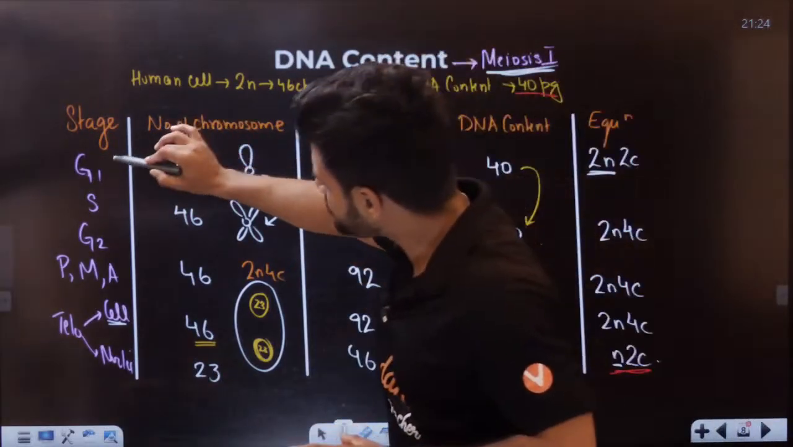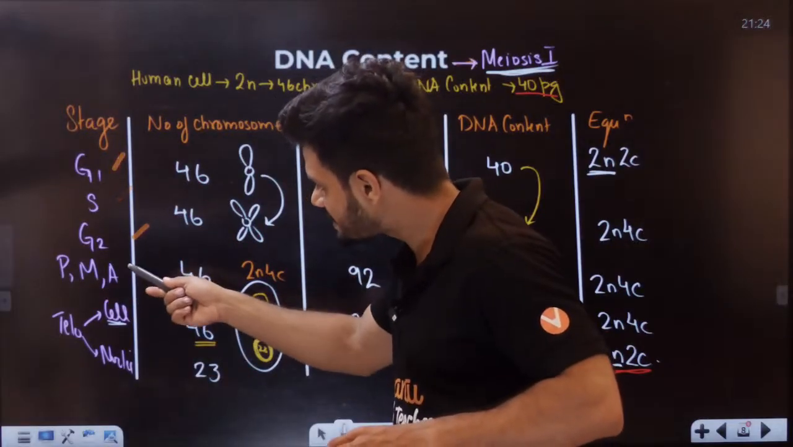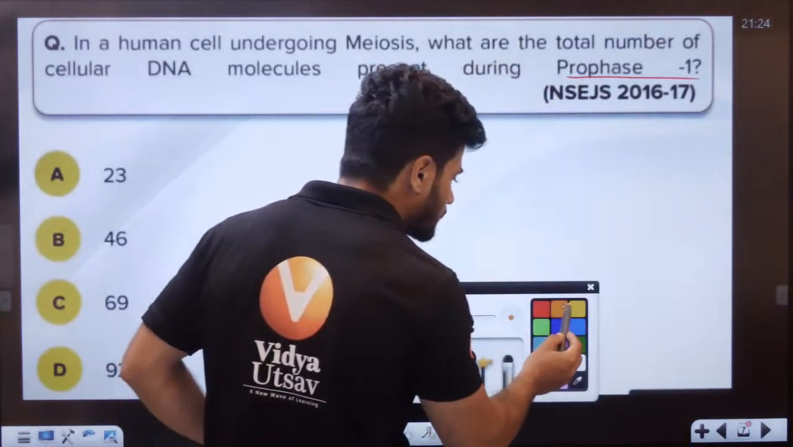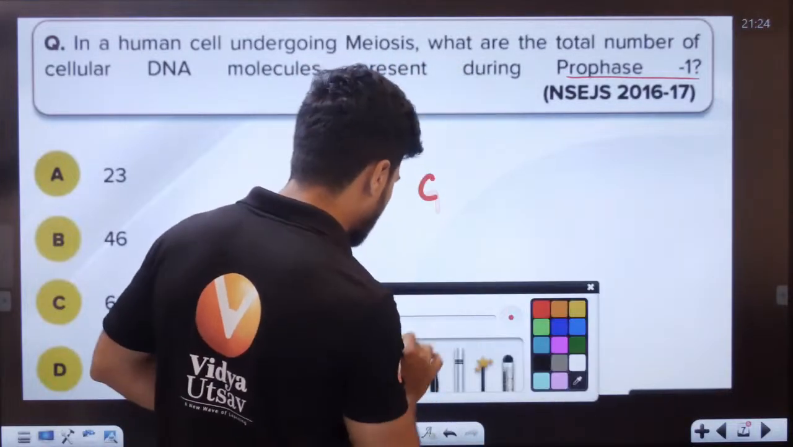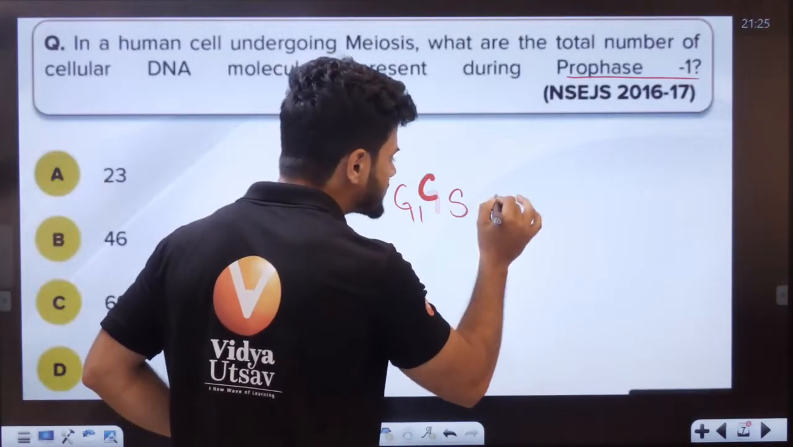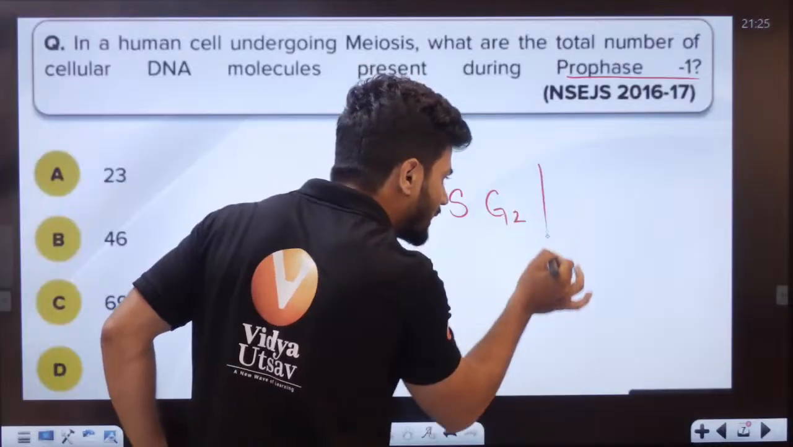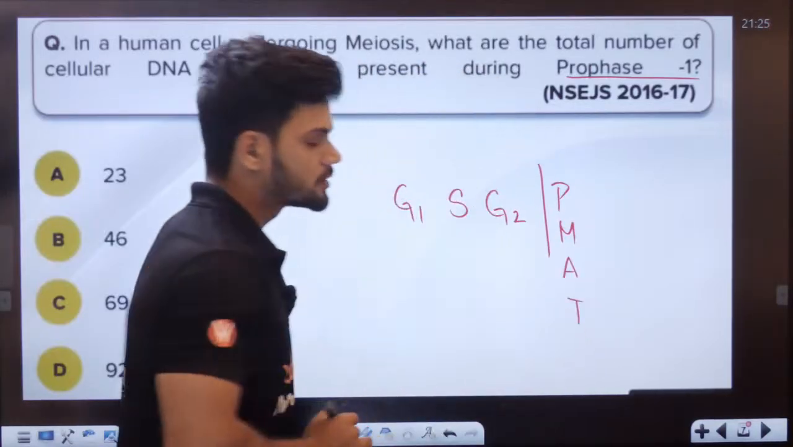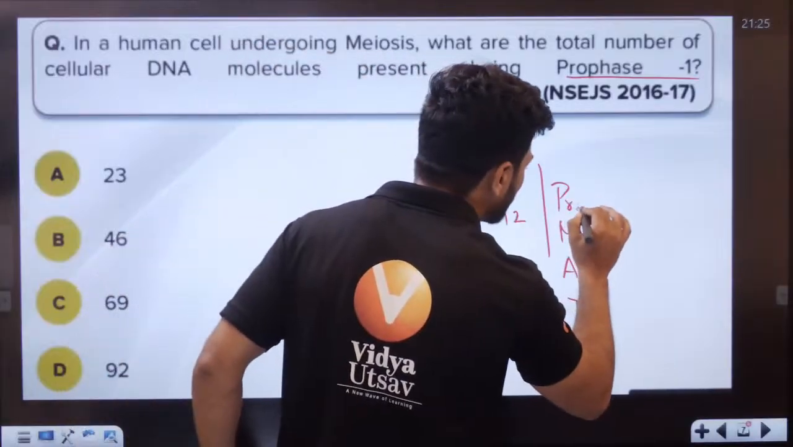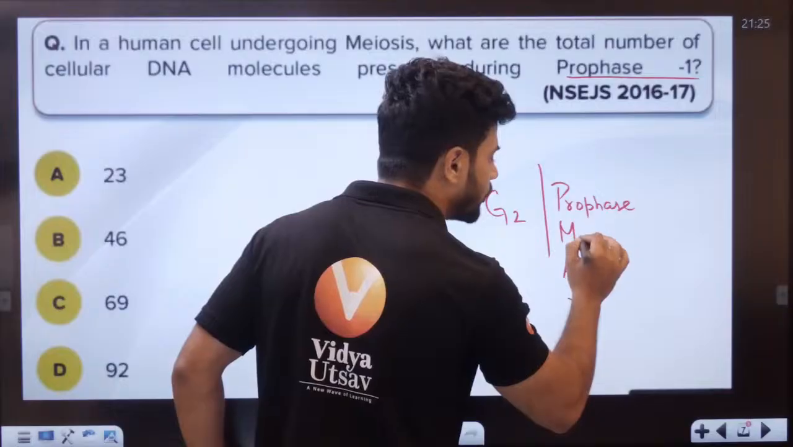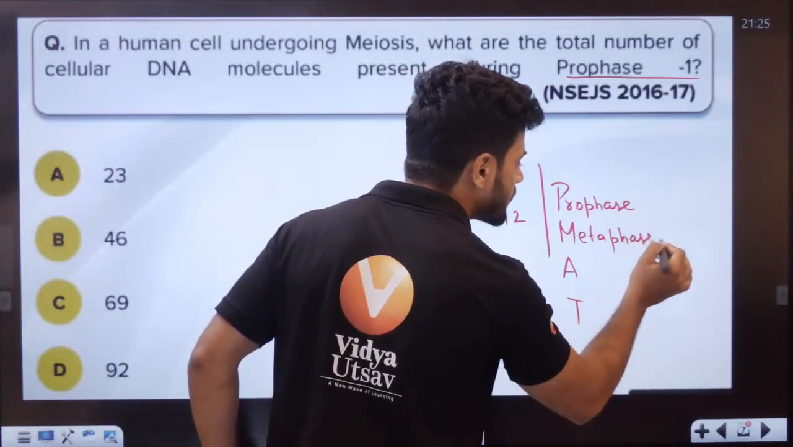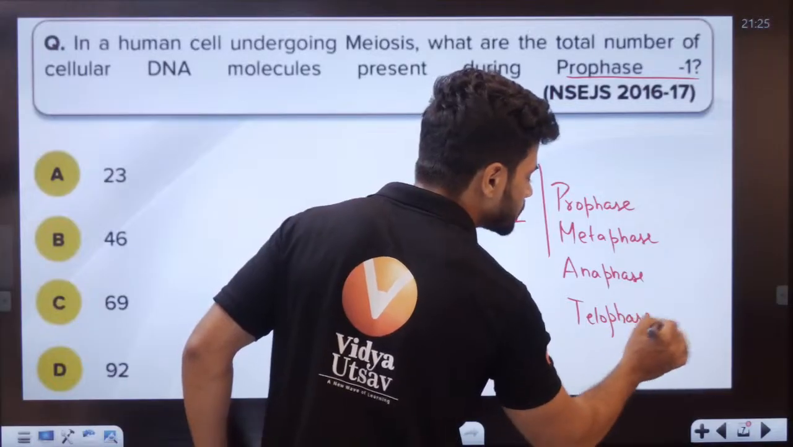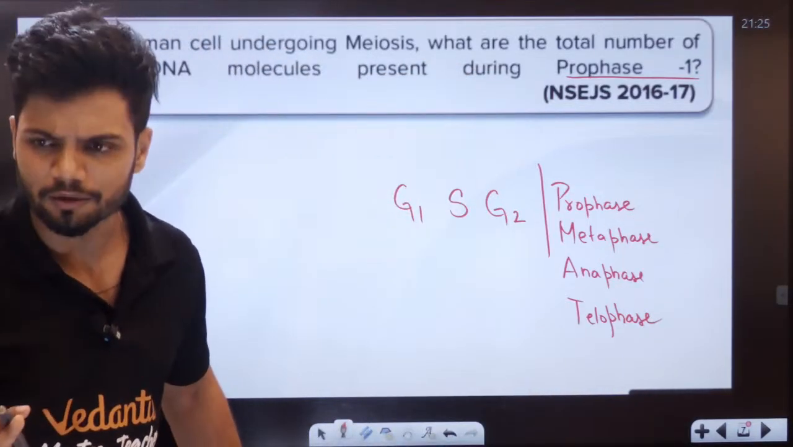So we know that we have G1, S, G2, prophase, metaphase, anaphase, telophase. After G1 we have S, then G2, and after the entire initial part we have the PMAT. What is PMAT? P stands for prophase, M stands for metaphase, A stands for anaphase, and T stands for telophase. This much all of you know.